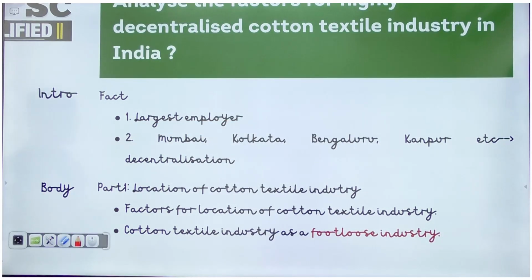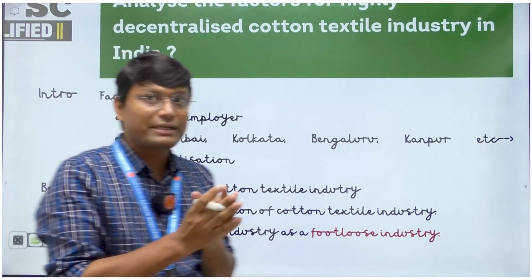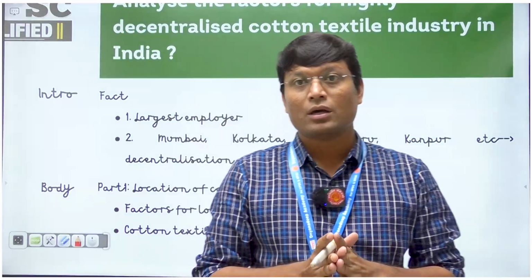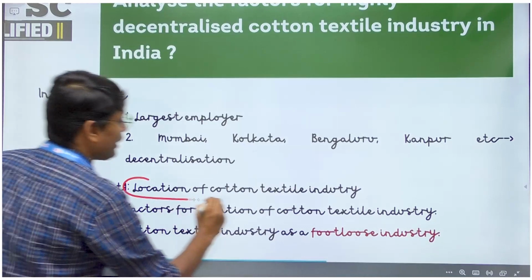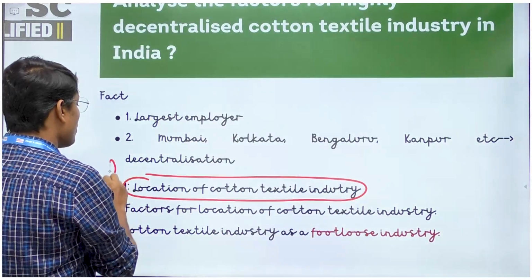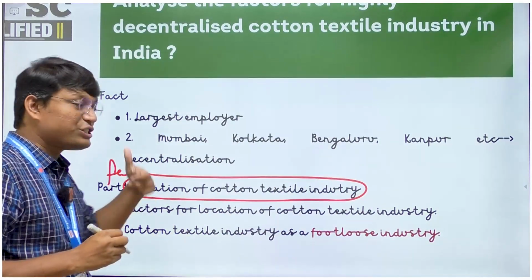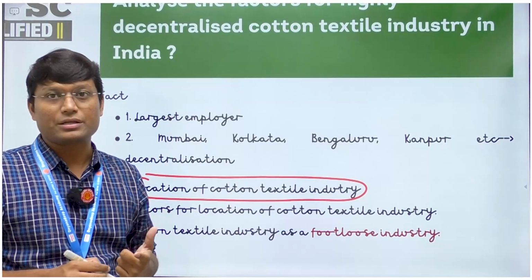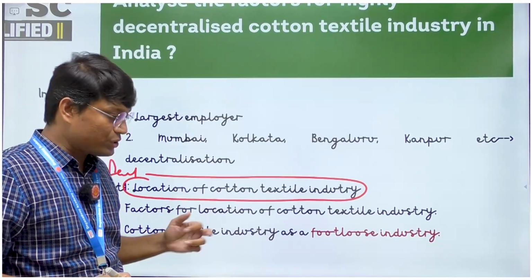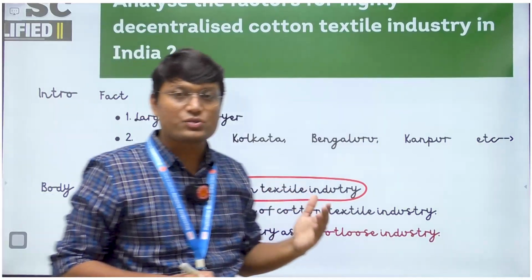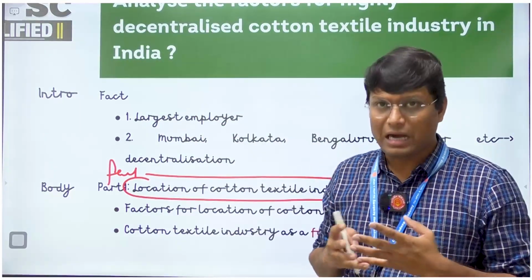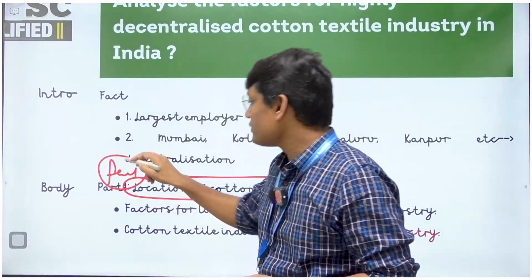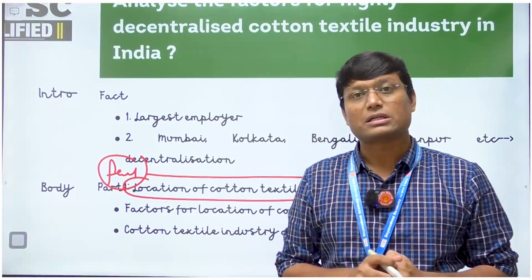Moving on to the next part of the question, that is the body. Now again, the body part I have divided into two. The first part I'm going to highlight is the location of cotton textile industry, or the factors which determine the location of cotton textile industry. Now see this question. Have we been asked about the factors which determine the location of cotton textile industry? No, we have not been directly asked about the factors which are going to determine the location of cotton textile industry.